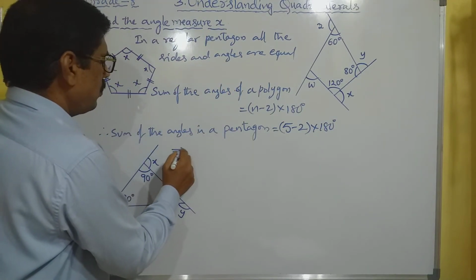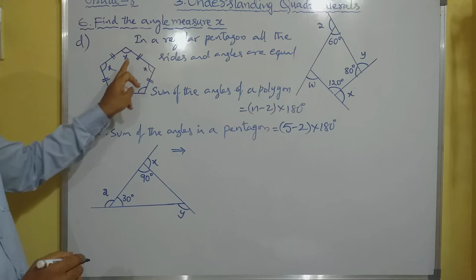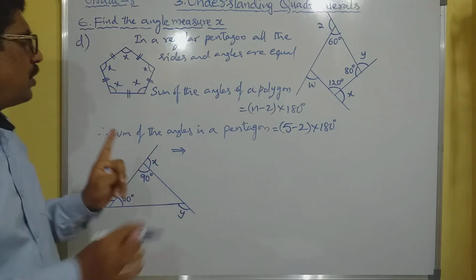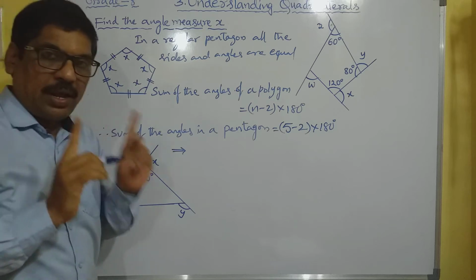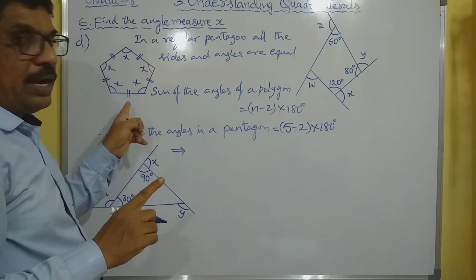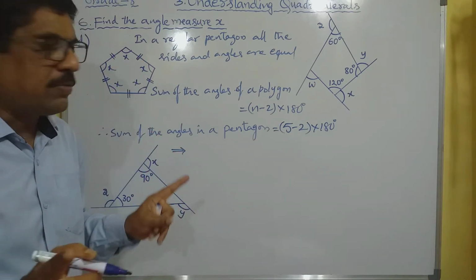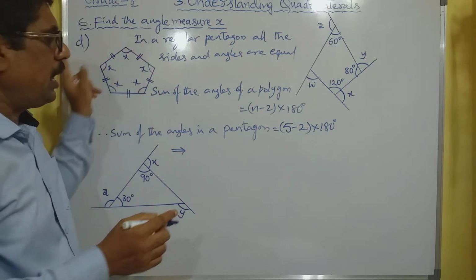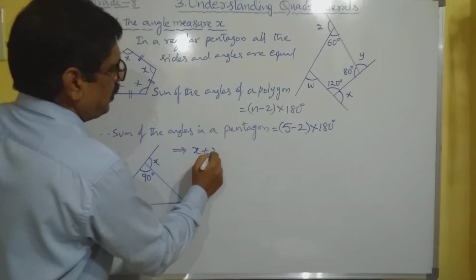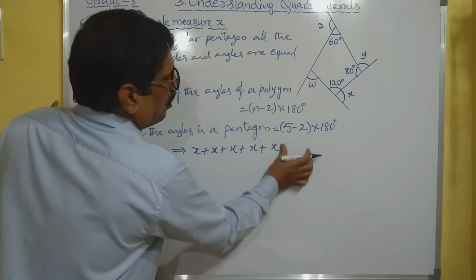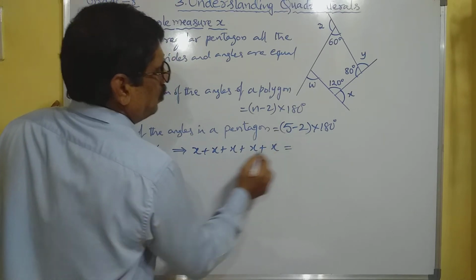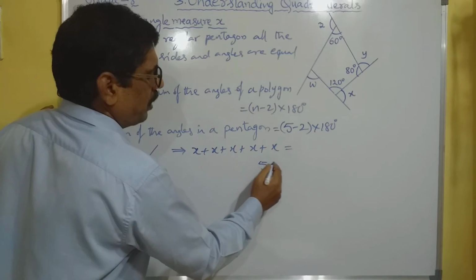Now look at this. What are the 5 angles? Here one angle has been given as x. So we have taken all the angles as x, because in a regular pentagon, not only the sides, all angles will also be equal. So one angle is given x, so all the angles are x only. x plus x plus x plus x plus x. There are 5 angles, so the sum is 5x.